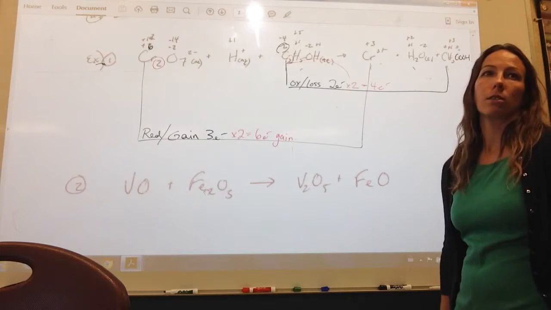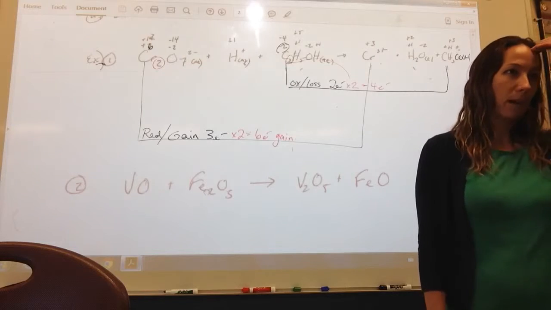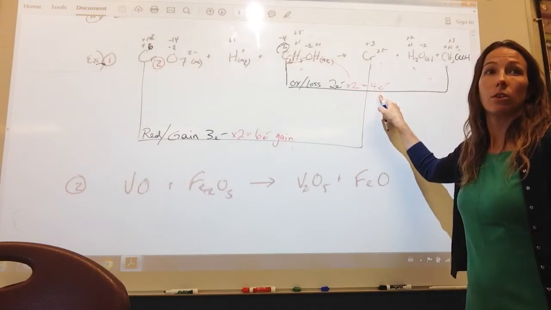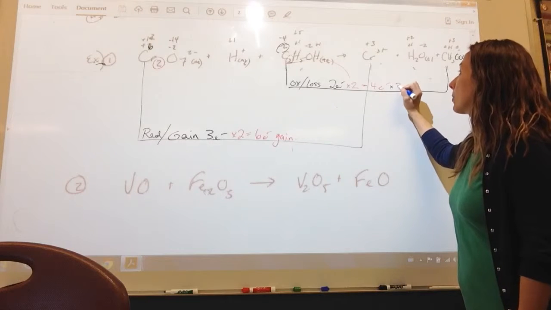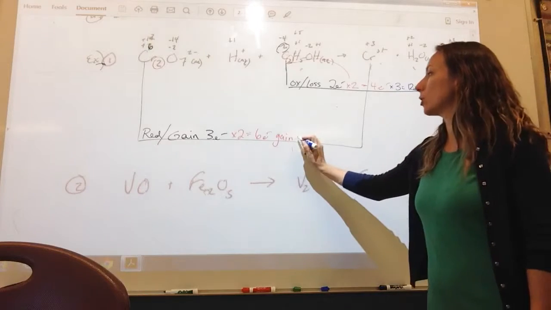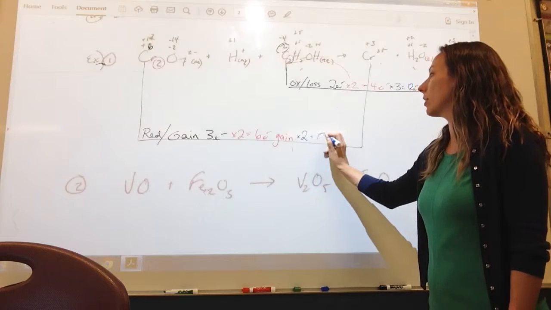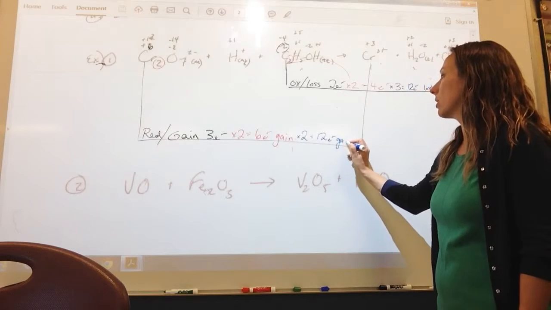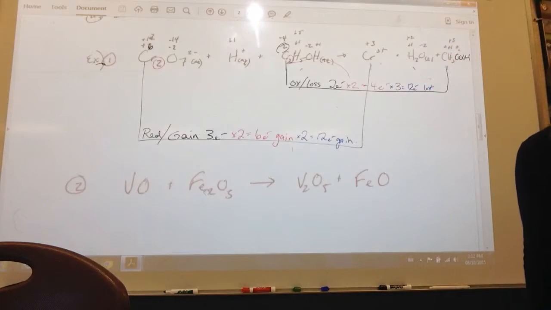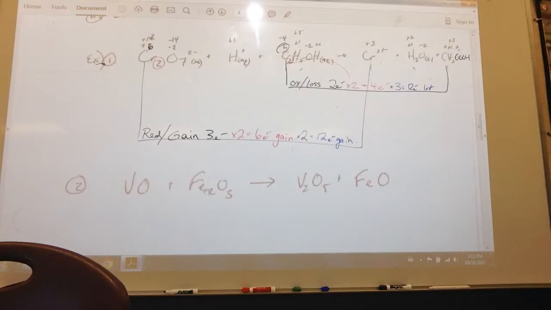Balance the electrons. The step everyone forgets. Balance electrons. 6 gained, 4 lost. So if I multiply this by 3, I will get 12 electrons lost. And if I multiply this by 2, I will get 12 electrons gained. Your lowest common multiple. Is that what that's called?